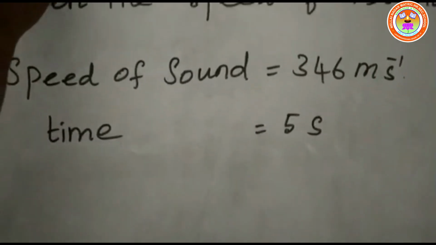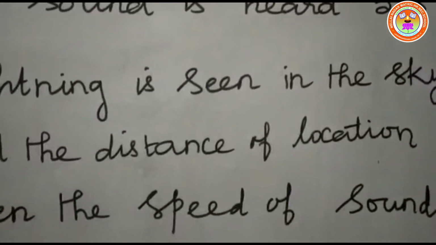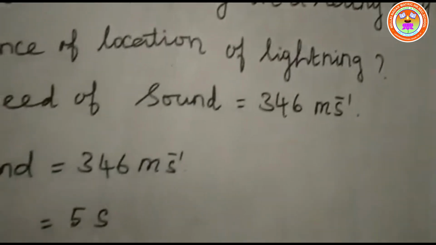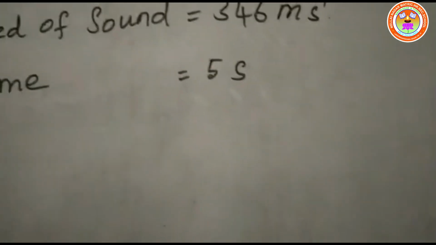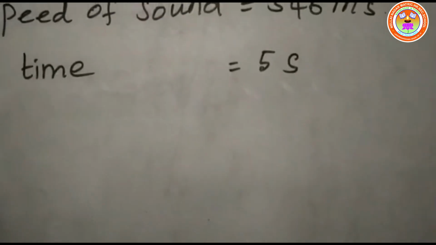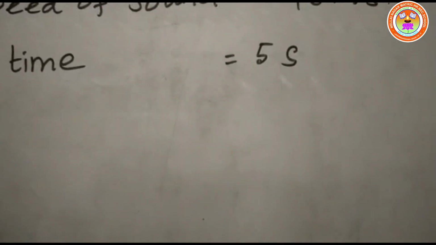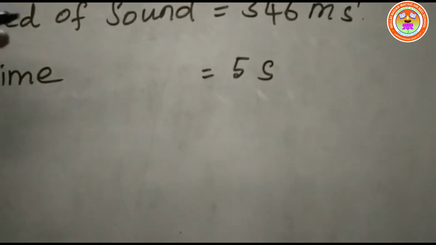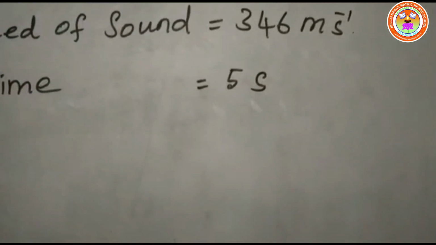The light travels very fast. What is the velocity of light? 3 into 10 power 8 meter second power minus 1. So we are able to see the lightning first, and afterwards only we are able to hear the thunder sound. That is what is given in the problem, isn't it? So 5 seconds later only we are able to hear the sound. What is the distance of the location of the lightning?